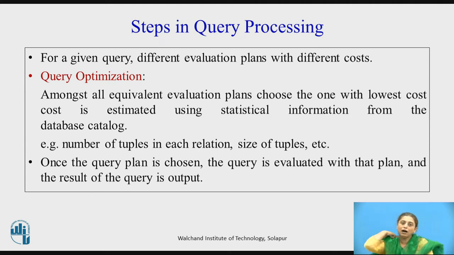For example, how many tuples are present in that relation? What is the size of every tuple? What other measures are there? We are going to see that while calculating the cost. But these are some catalog information which is going to be used for finding the cost of every plan. And then the plan which has the lowest cost will be selected for execution.